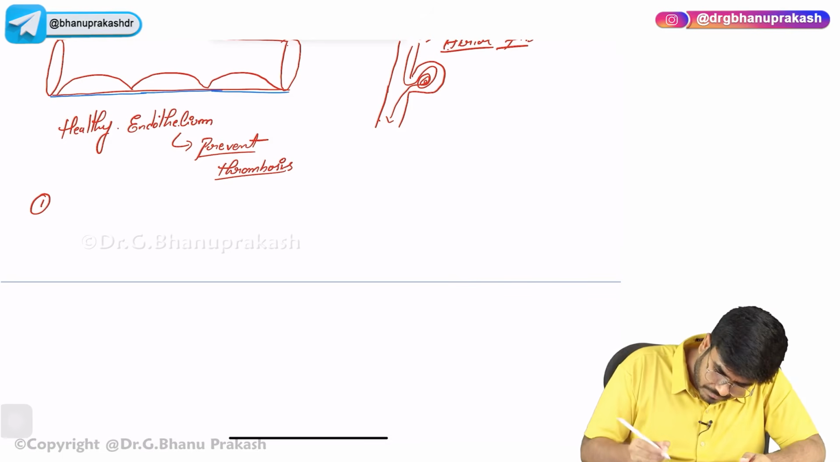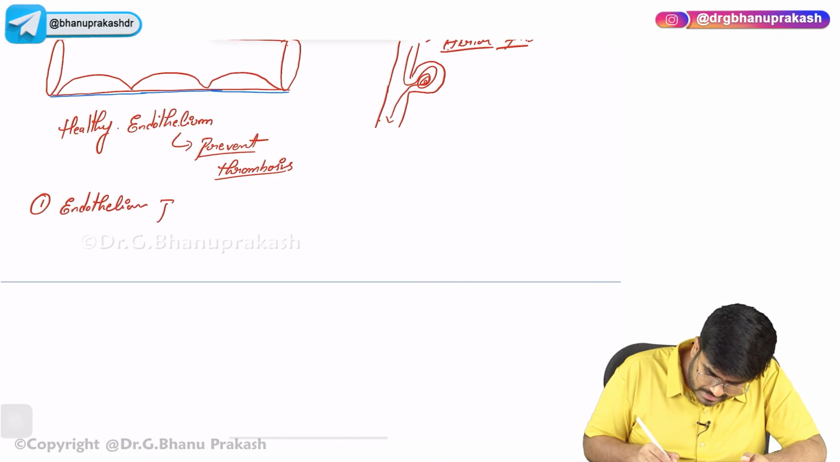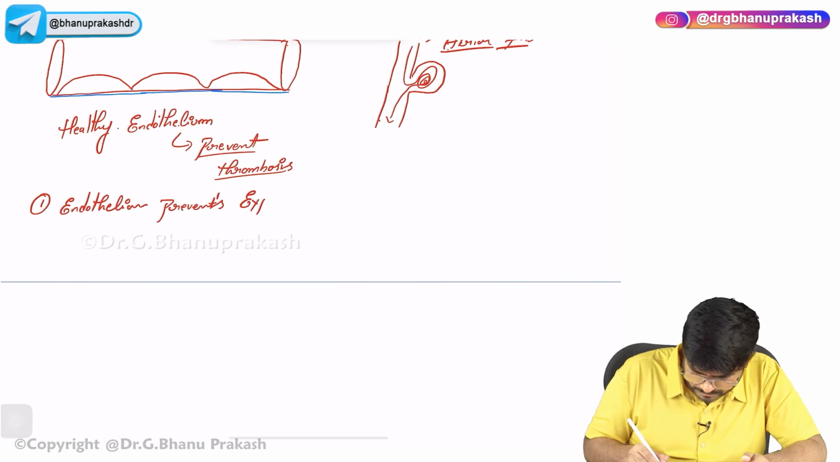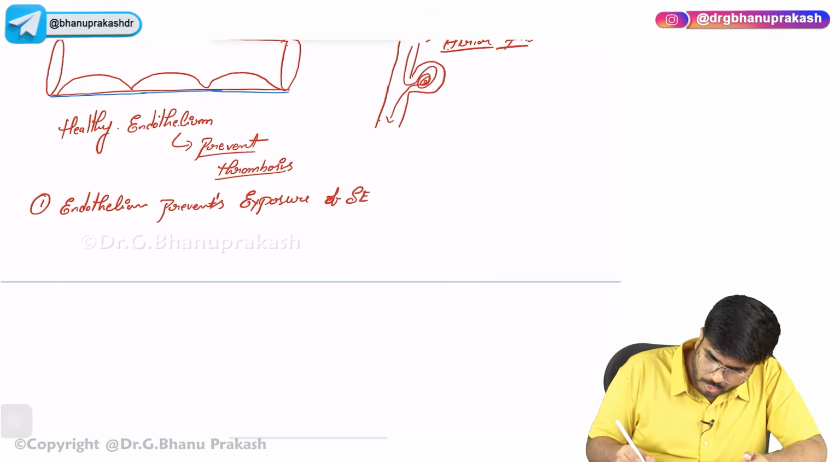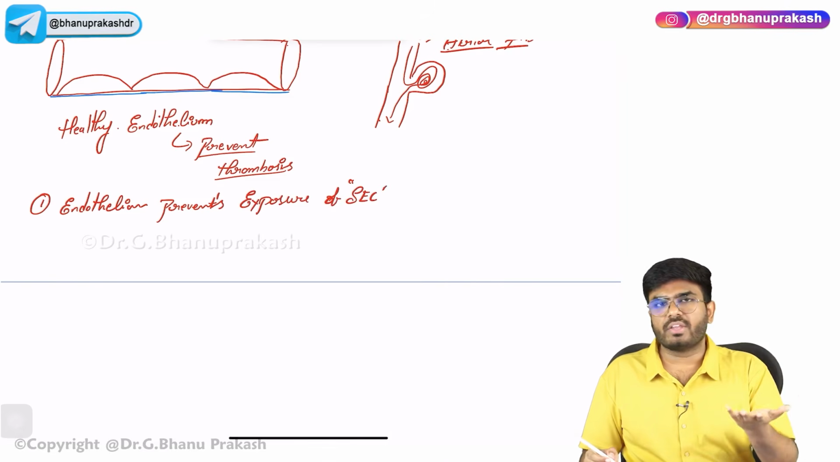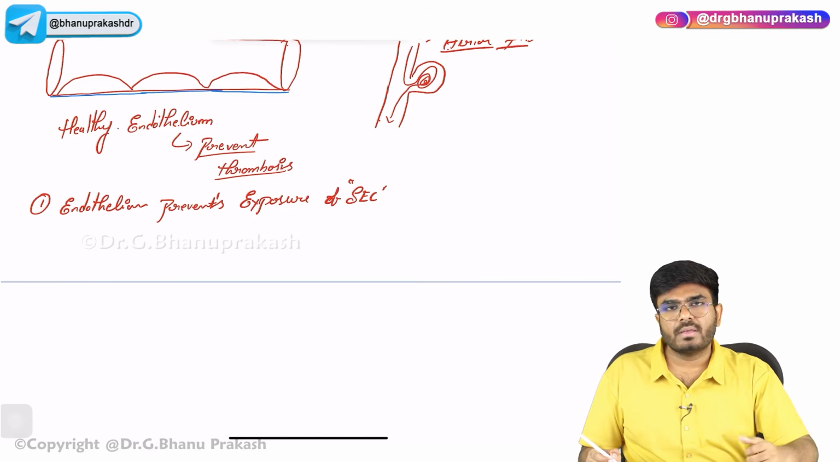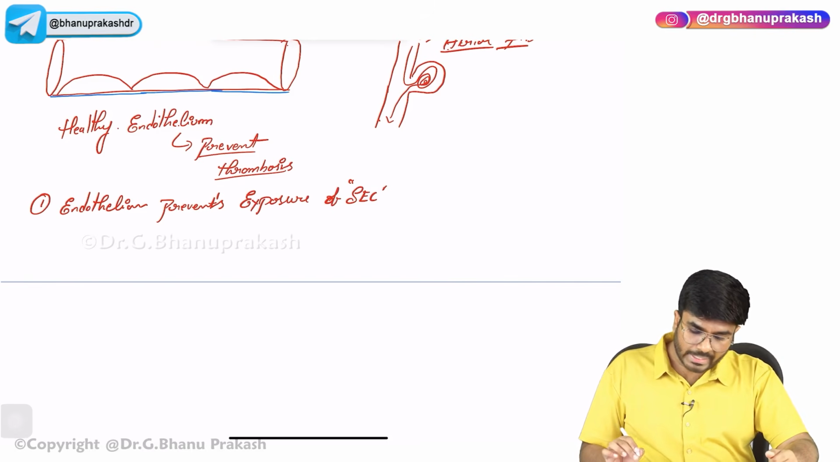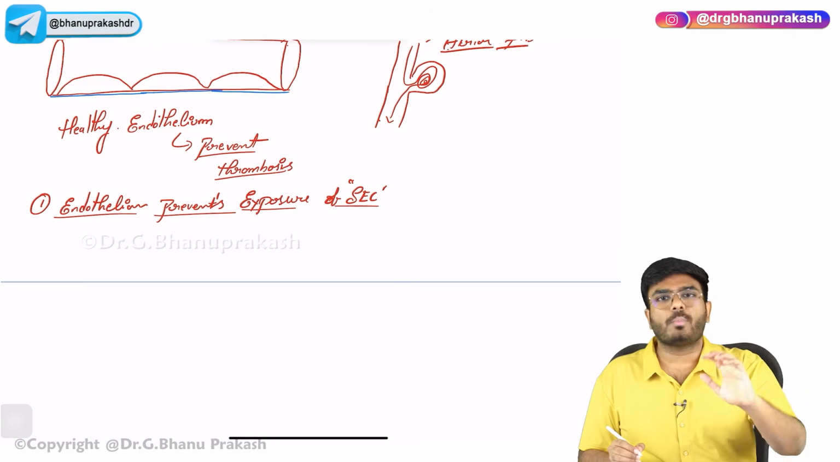So first, the endothelium prevents exposure of subendothelial collagen. Once the subendothelial collagen is exposed, it activates the clotting factor. You know it, clotting factor 12 is activated, 12 activates 11, 9, 8, 10. The clotting cascade will begin. Clot formation will occur. So a healthy endothelium prevents the exposure of the subendothelial collagen, and so prevents the thrombus.